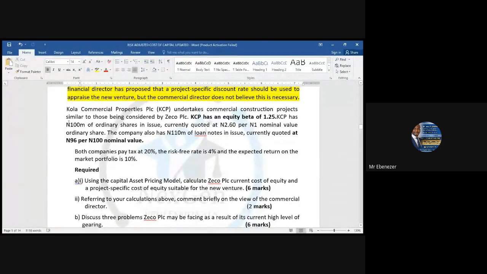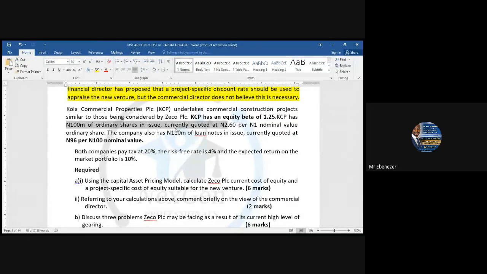KSP has 11 million ordinary shares in issue, currently quoted at 2 naira 60 kobo per 1 naira nominal value of ordinary share. Can you see the current quoted price? That is the market price, right? We don't know if it is cum-div or ex-div, so we assume that it is what it is given to us. You can see that it says currently quoted. That is the market price.